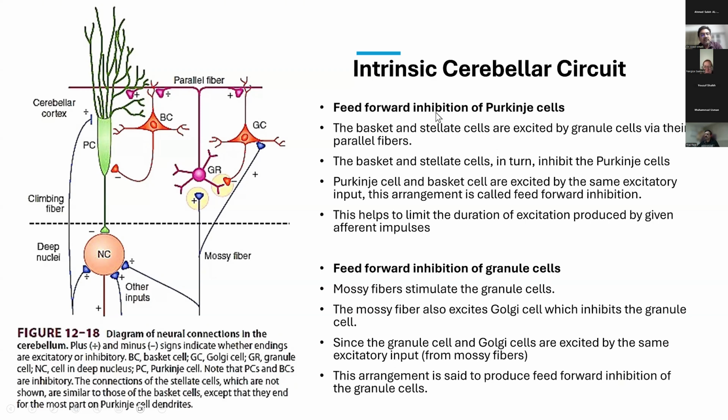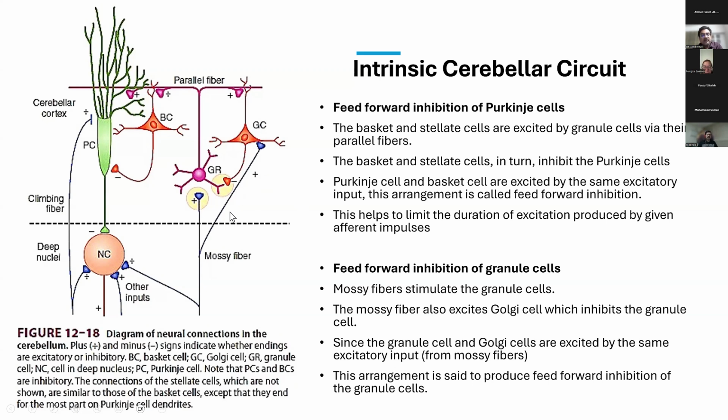The first one was feed-forward inhibition by the Purkinje cells, and the second one is the inhibition of the granule cell. The working principle is the same. The mossy fibers stimulate the granule cells. See, this is the mossy fiber. They are stimulating the granule cells. The mossy fibers also excite Golgi cells. So this is the mossy fiber, which has excited the granule cell, and it has also excited the Golgi cell. Now the Golgi cell inhibits the granule cells.